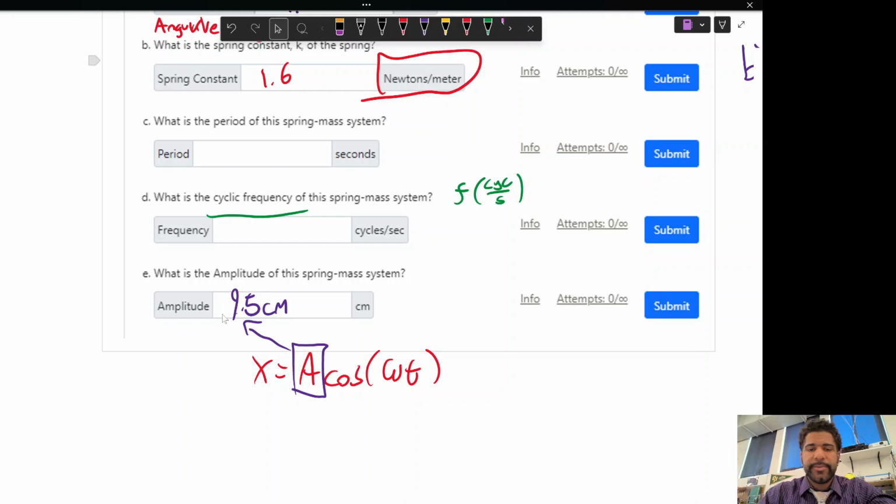Amplitude's right in the equation. A. Boom. They ask for it in centimeters, I give them in centimeters.